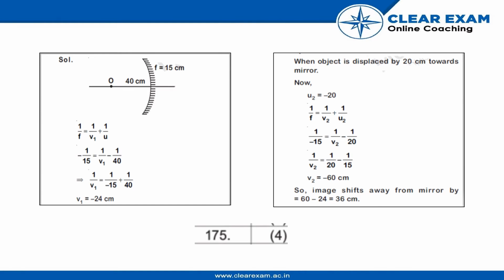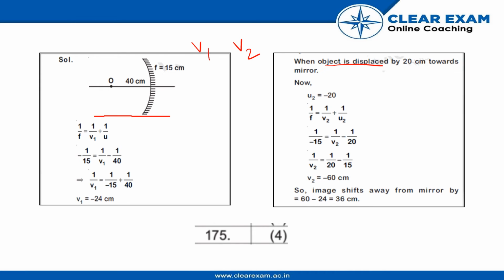Now, in order to answer this question, we must first draw the diagram as shown here. We will be using the formula 1/f = 1/v1 + 1/u to determine v1. And then we will once again use this formula after the object is displaced by 20 centimeter towards the mirror to determine v2, and we will be taking the difference between them to obtain our answer.